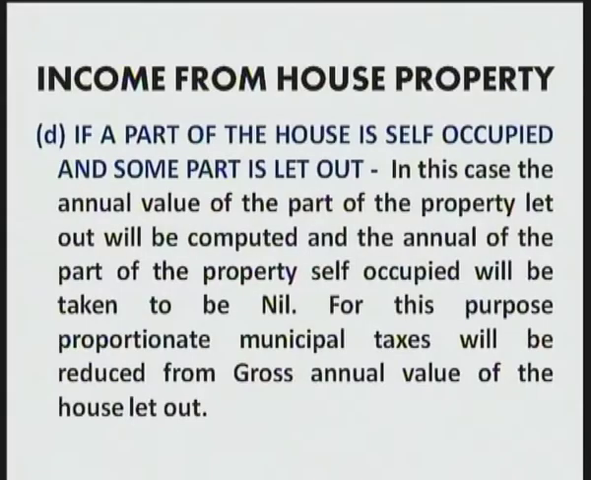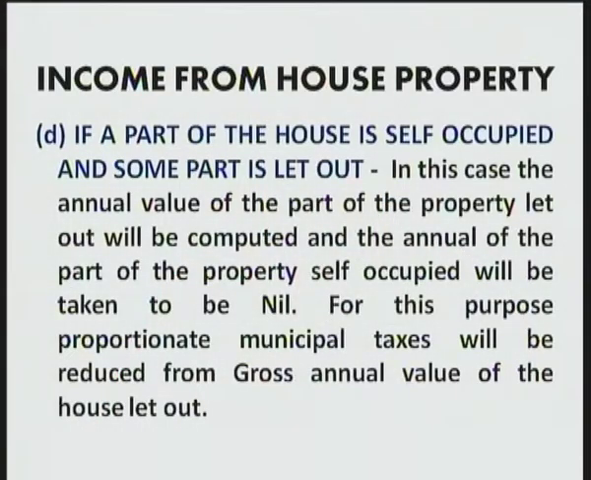Now the fourth situation is if a part of the house is self-occupied and some part is let out. If some part of the property is let out in the previous year and some part of the house property is reserved for the self residence of an assessee, in that situation how is the annual value calculated? In this case, the annual value of the part of the property let out will be computed, and the annual value of the part of the property self occupied will be taken to be nil.